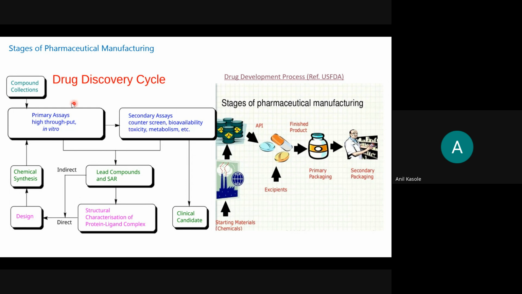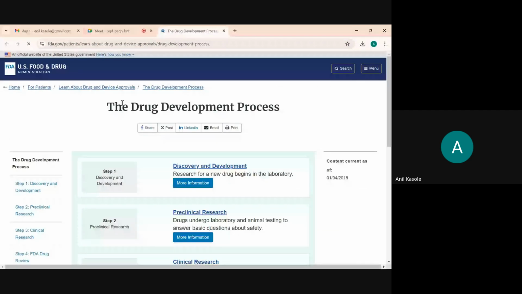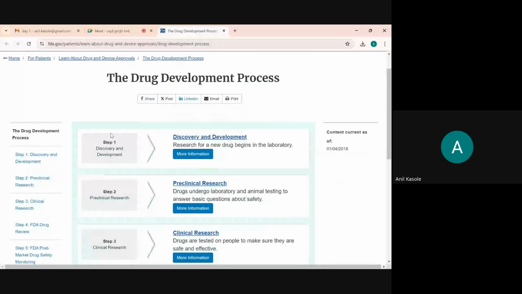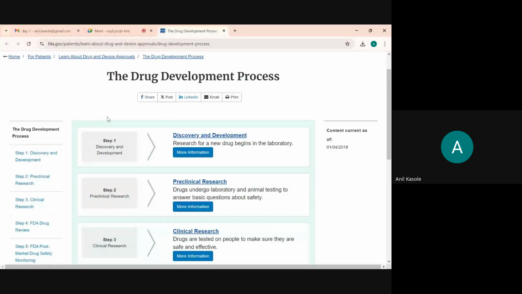Now, if we want to know what a drug discovery cycle is, let me go through. Here, you can see US Food and Drug. I will also send this after the session, you can refer to it. In pharmaceutical manufacturing, if any company wants to launch a new product, these are the steps. Each and every pharmaceutical company, whatever the segmentation, needs to follow this method.